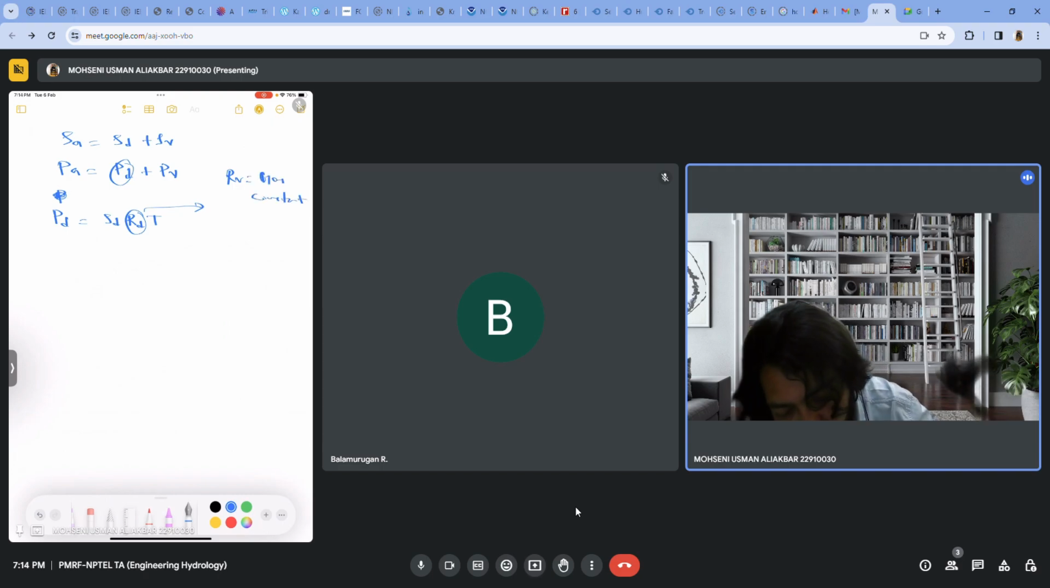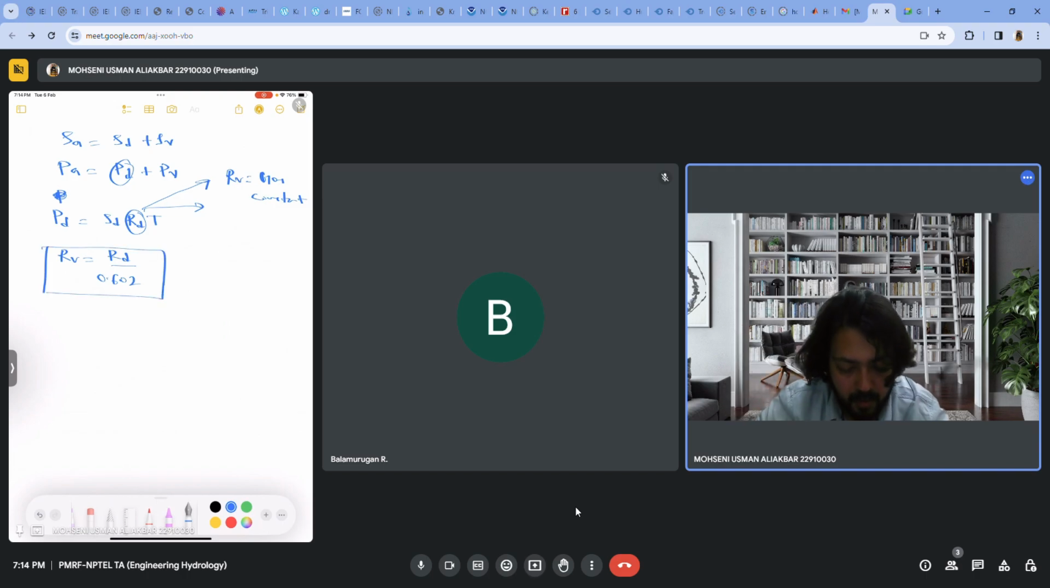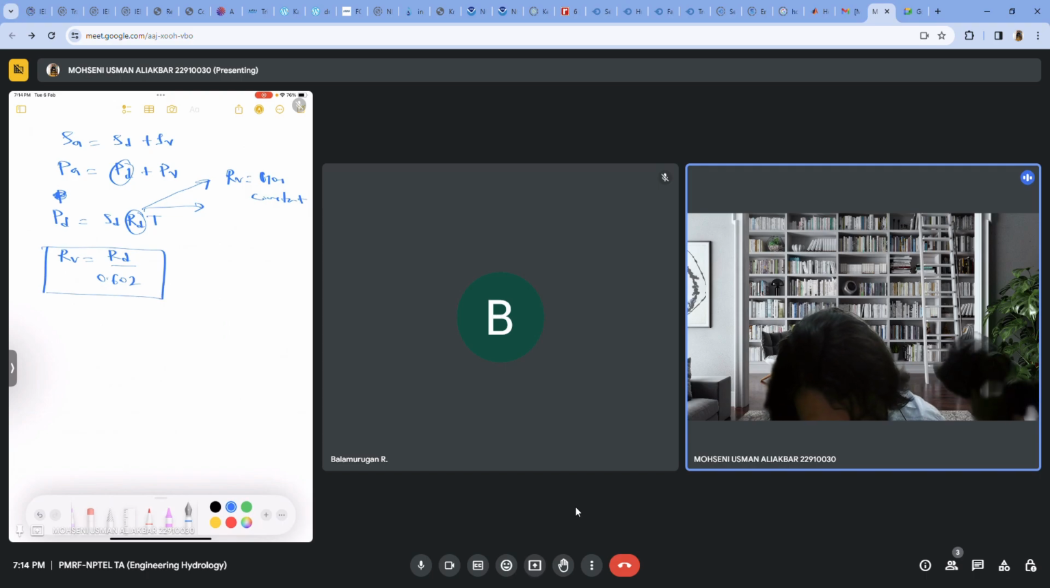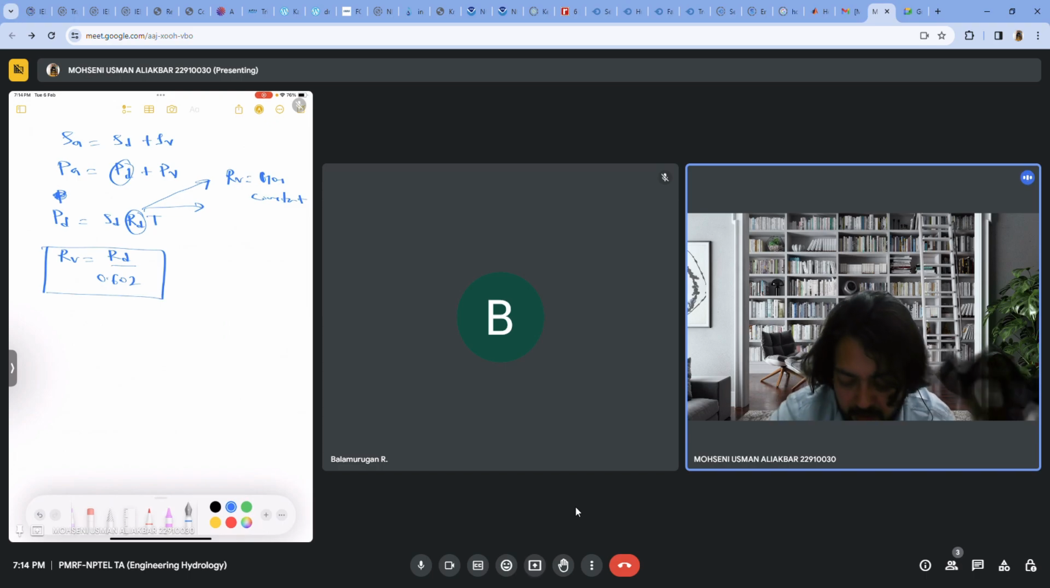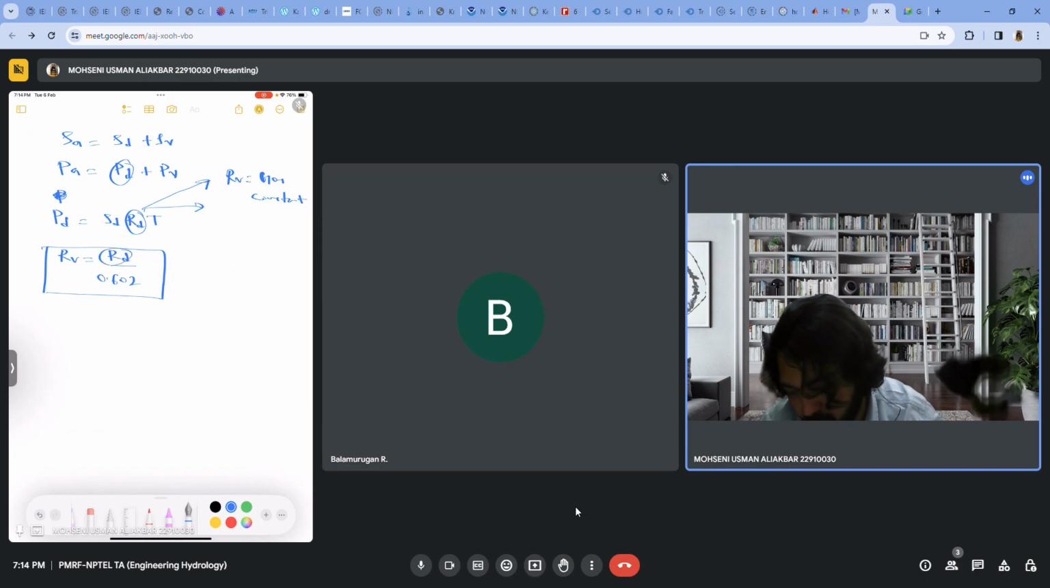but for RD we have a relation between RD and RV, and this relation is that RV is nothing but RD upon 0.62. This equation is used to get your gas constant for dry air. So we know the gas constant for moist air, we want to know it for dry air, so we can use this equation and we can get the value of RD from here.